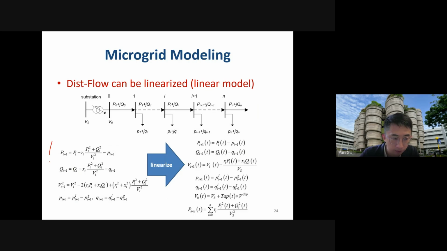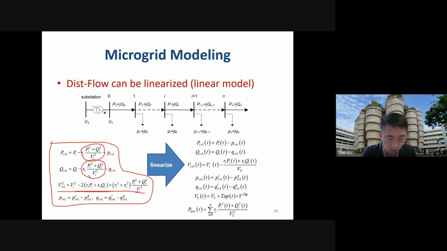However, even for this distribution power flow model, you can see it is still non-convex and nonlinear, especially because of these items. Now, remember what I have said. Our focus should be to try to linearize or convexify the original model, right? So to do that, we can do some processing. First of all, we can ignore this power loss.